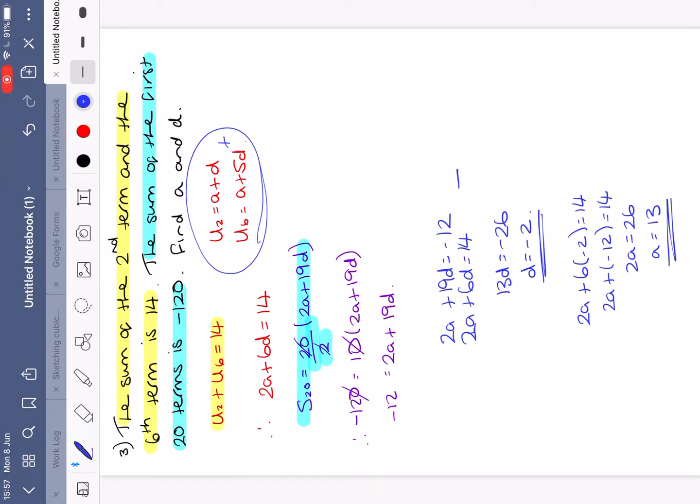Use the equation for the sum of the terms, and you've got a pair of simultaneous equations. And you should have got a equals 13 and d equals minus 2.